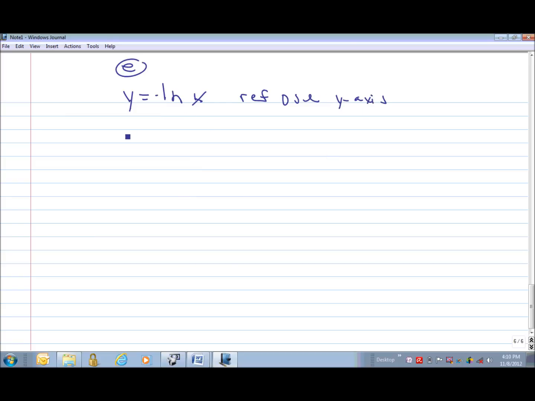And then the last one, you have y equals negative ln x plus 2. You do the x stuff first, you would have to go left 2, then reflect over the y-axis.